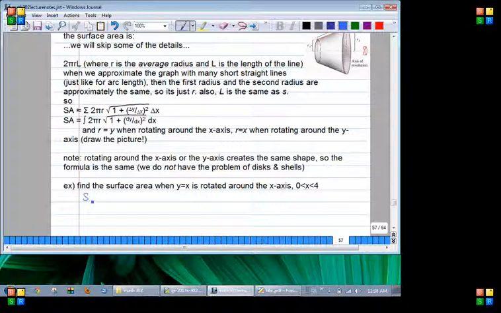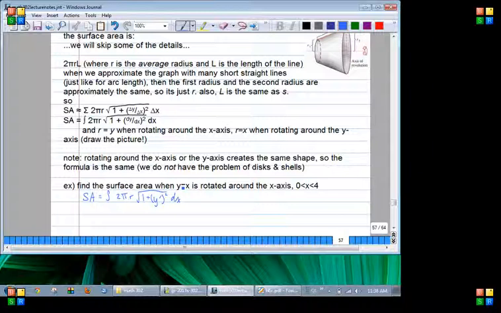So I'm going to abbreviate surface area as SA because I'm very clever. All right. So what is the surface area? How do we set this up? Okay, fine. So it would be integral of 2 pi, the radius, dx, times the square root of 1 plus.